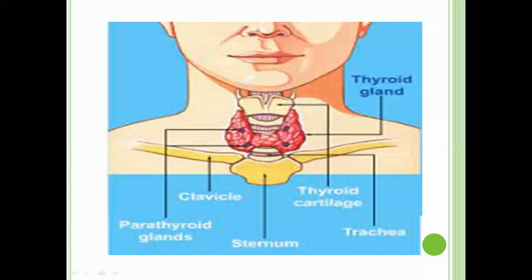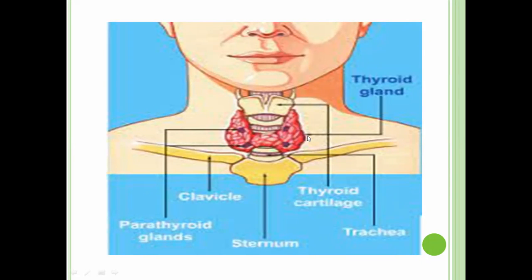They are joined by a thin portion of thyroid tissue. This thyroid gland and this trachea are joined by a thin portion of thyroid tissue, and this thyroid tissue is known as the isthmus. So the thyroid gland synthesizes two important hormones, that is thyroxine and triiodothyronine.